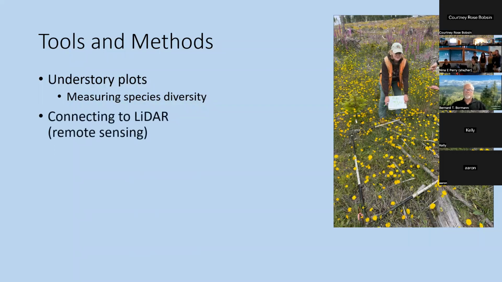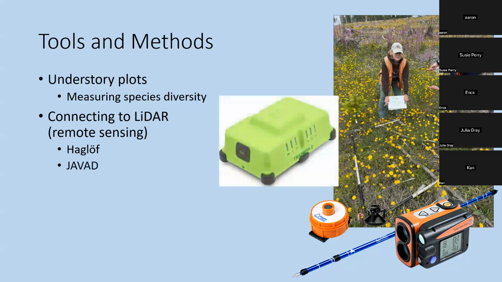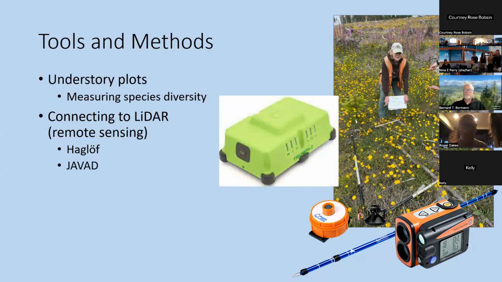The next thing we were doing was connecting to LiDAR, which is a form of remote sensing. It's similar to aerial photography, if you're familiar with Google Maps or Google Earth at all. Kind of the same idea, but a different technology. The instruments we were using to connect to LiDAR were the Haglof, which you'll see a lot in this presentation. It's just a really fancy measuring tape, basically, that uses ultrasonic waves to measure distance and azimuth.